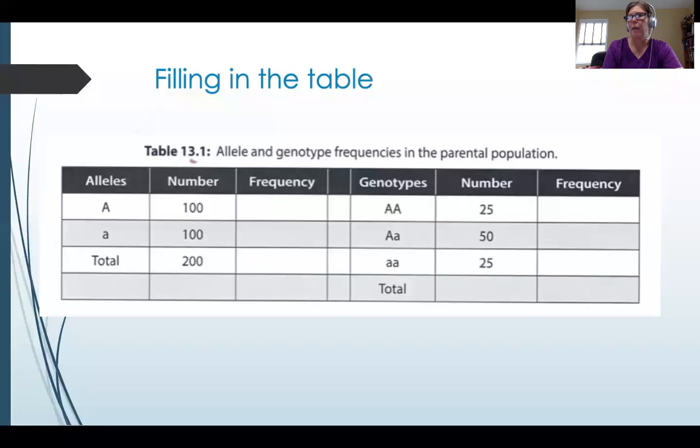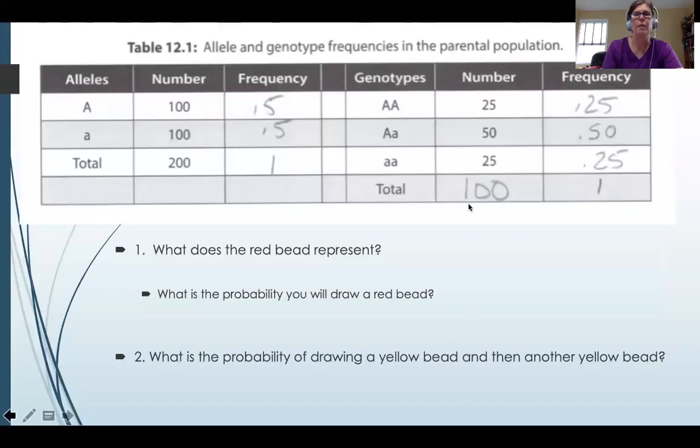Now, the next slide, we're just going to answer some questions. So here's all filled in for you. Notice there, 1, 1. So what does the red bead represent? Well, it's representing the dominant allele. And then what is the probability that you're going to draw out a red bead? So again, when you draw in, it's a 50-50 chance, right? Because you have half red, half yellow. So it's 50% chance.